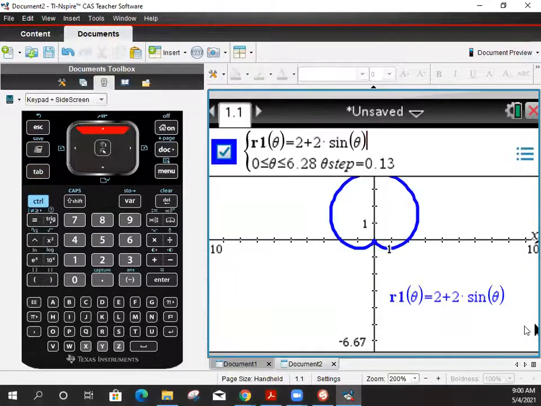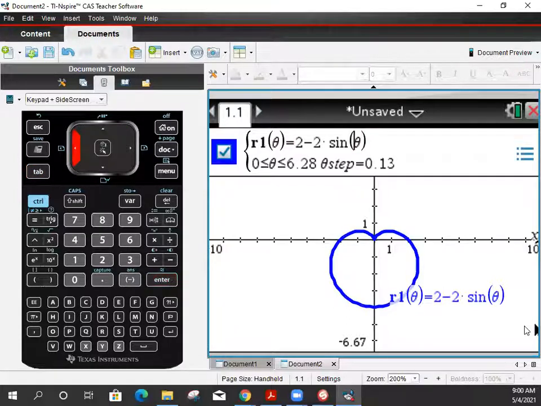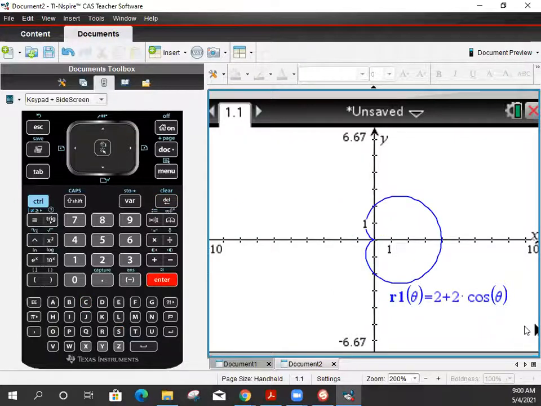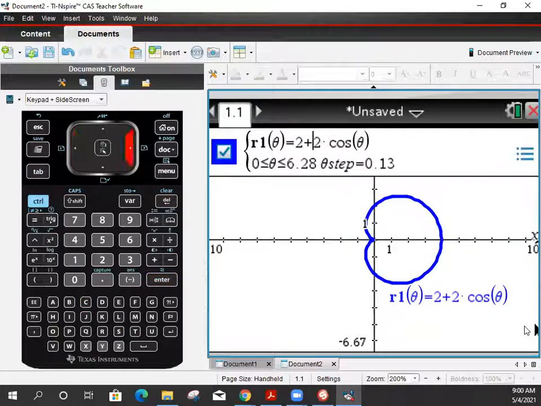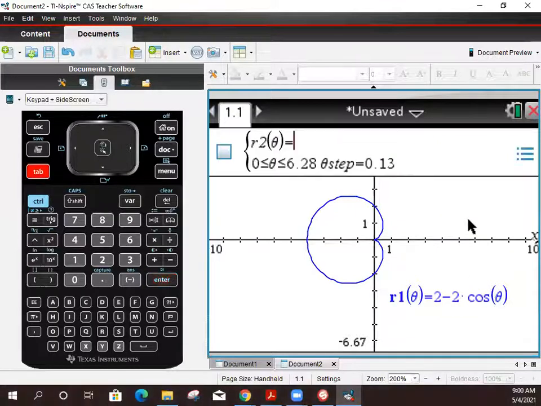All right, then if we keep it sine, but we go 2 minus 2, it looks like that. Then if we go back to plus and change it to cosine, it looks like that. And if we make this negative, it looks like that. So does anyone notice any patterns here between any of these coefficients or when we change sine and cosine?